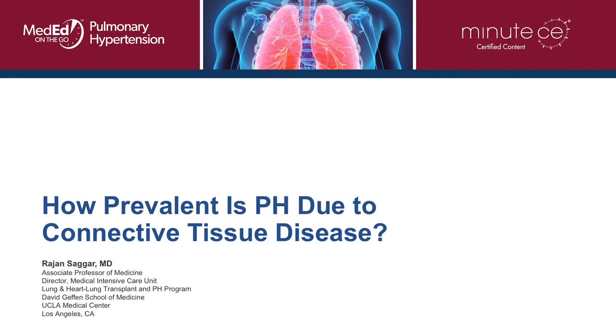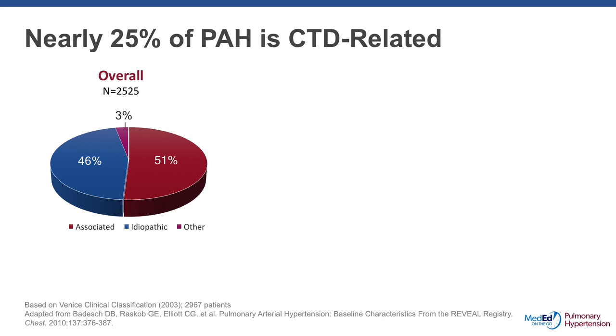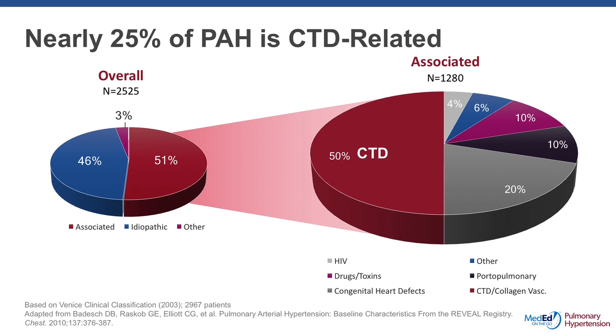And the question in front of us today is how prevalent is pulmonary hypertension due to connective tissue disease? You can see on the first slide that nearly 25% of all group 1 PAH is related to connective tissue disease. And the important thing here is when you see a patient who has pulmonary arterial hypertension, 50% of that group will be idiopathic, and of the remaining 50%, half of that will be related to some form of connective tissue disease, and this is usually overrepresented by the systemic sclerosis group, which we'll get into a little bit more.